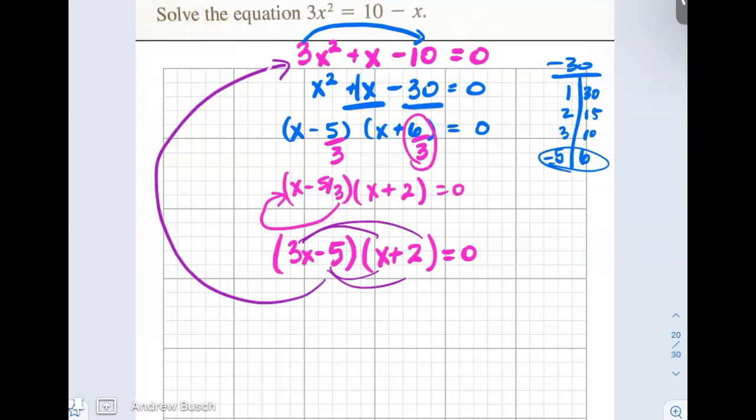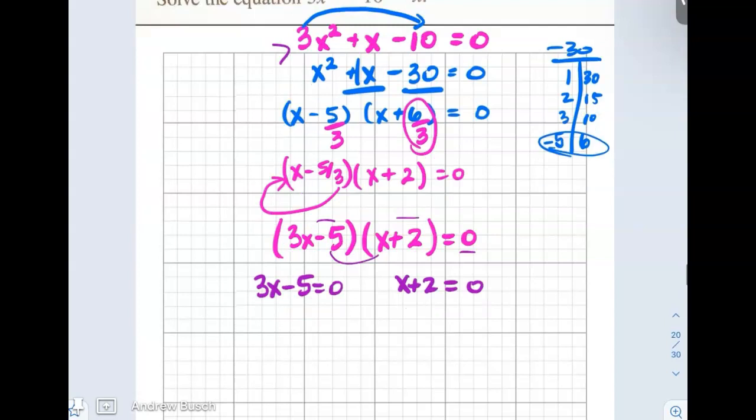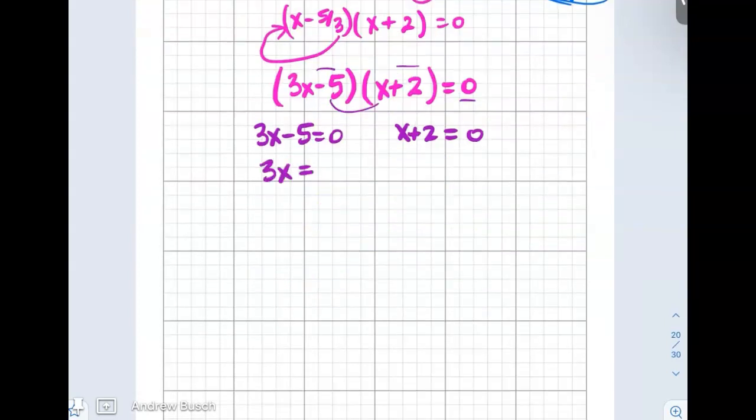Now solving, though, we're not done. That's just factoring. Solving is now setting those factors equal to 0. So we're going to set the first factor equal to 0, the second factor equal to 0, because if two things are multiplied and they make 0, one or both of them has to be 0 in order to make 0. That only works for zeros. So if it doesn't equal 0, you cannot do this.